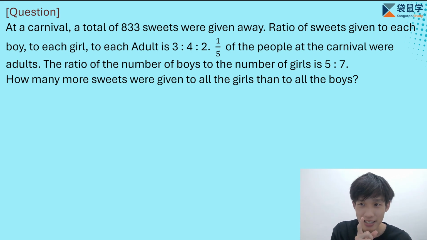It should be single value ratio. And why is it? It's because it's asking for each boy can get how many, each adult can get how many, and each girl can get how many. So we can call it the single value.